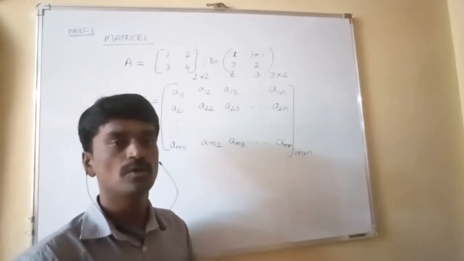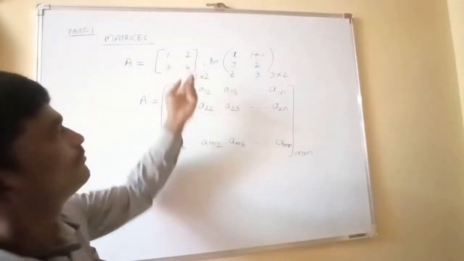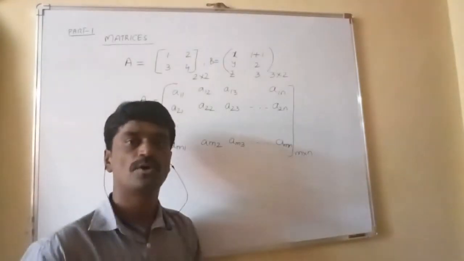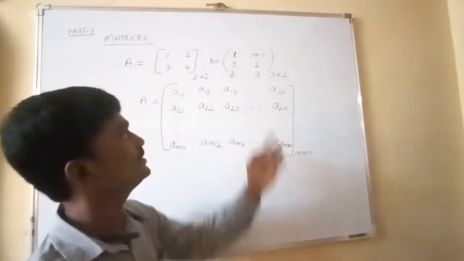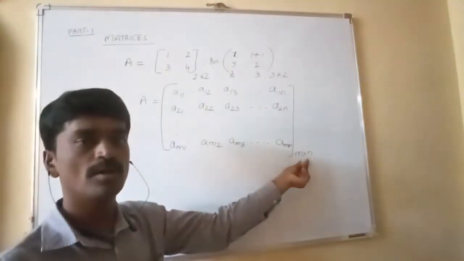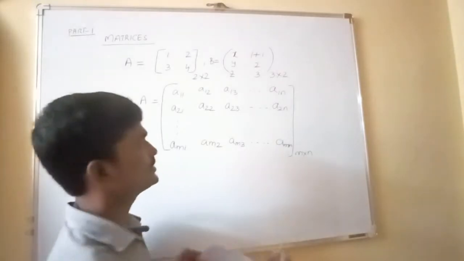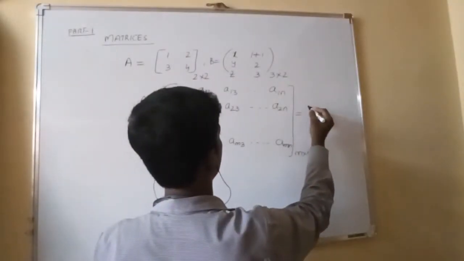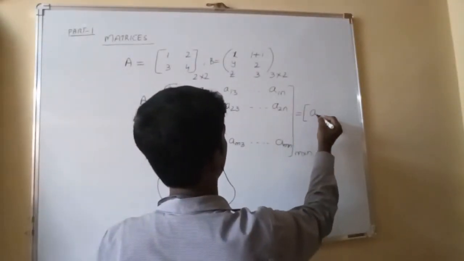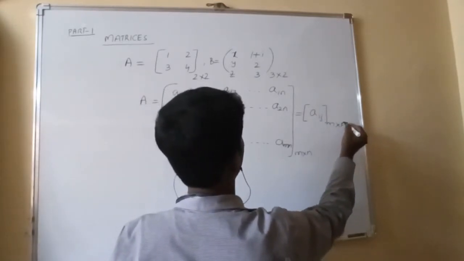For example, a 2 by 2 matrix: 2 into 2 is 4, so there are 4 elements. A matrix of order 3 by 2: 3 into 2 is 6. Count 1, 2, 3, 4, 5, 6. Like that, a matrix of order m by n contains m into n elements. This general matrix can also be denoted simply by the matrix aij of order m by n.